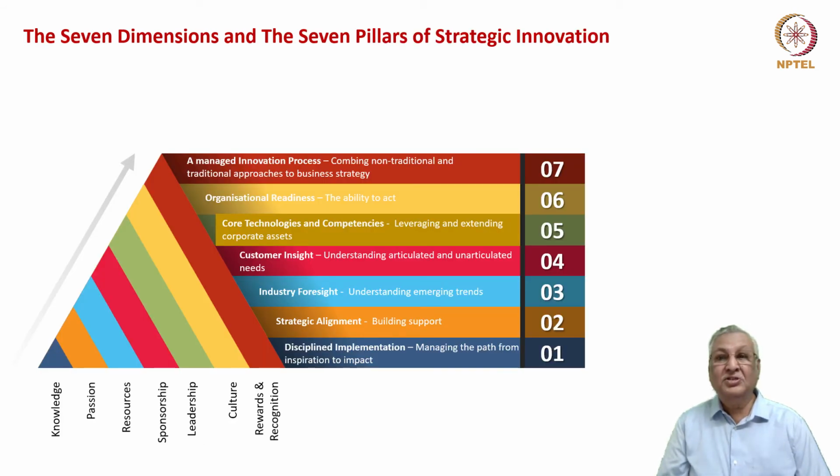There are 7 dimensions and 7 pillars of strategic innovation. These 7 dimensions are knowledge, passion, resources, sponsorship, leadership, culture, and rewards and recognition. That is, every innovation project or innovation idea must be based on knowledge, based on prior art, as well as certain physical principles, chemical principles, mechanical principles, in short, scientific and technological principles as to why that innovation should be considered. Similarly, management innovations as to why it could be successful.